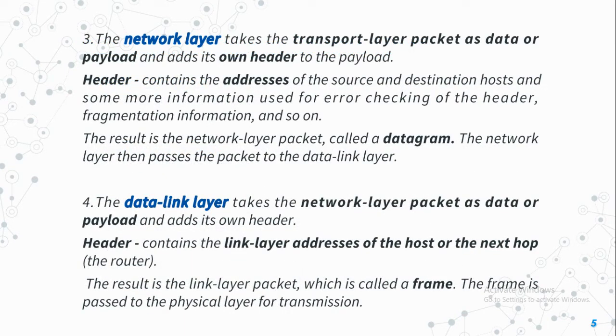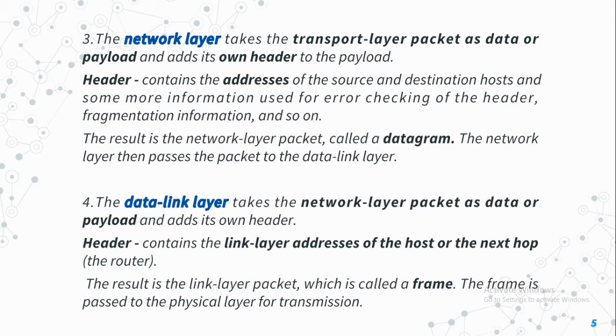The network layer takes the transport layer packet as the data or payload for it, and it adds its own header to the payload. Here the header contains the addresses of the source and destination host, and other information such as error checking of the header and fragmentation information, if the packet is fragmented. The resultant network layer packet is called a datagram. The datagram is passed on to the data link layer.